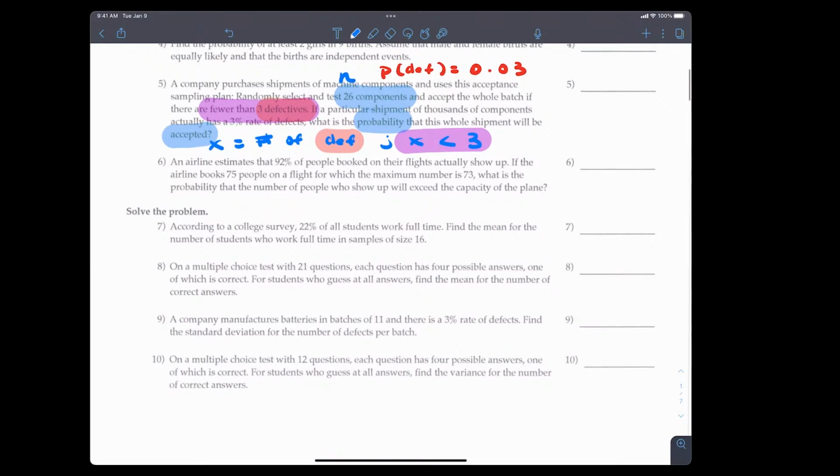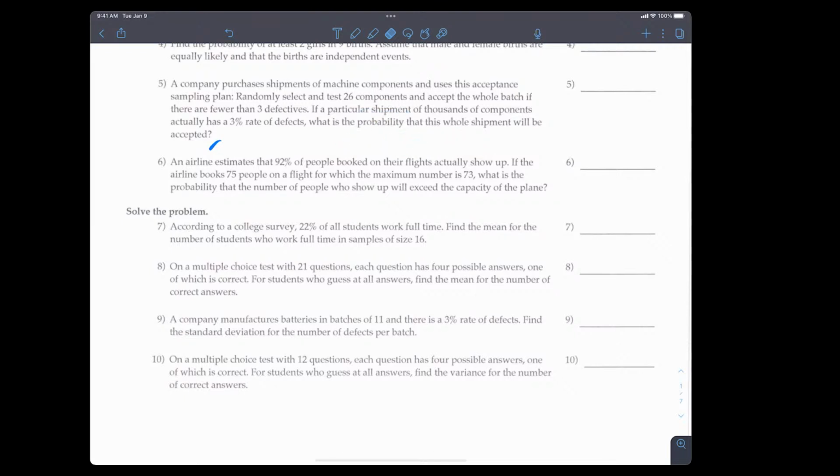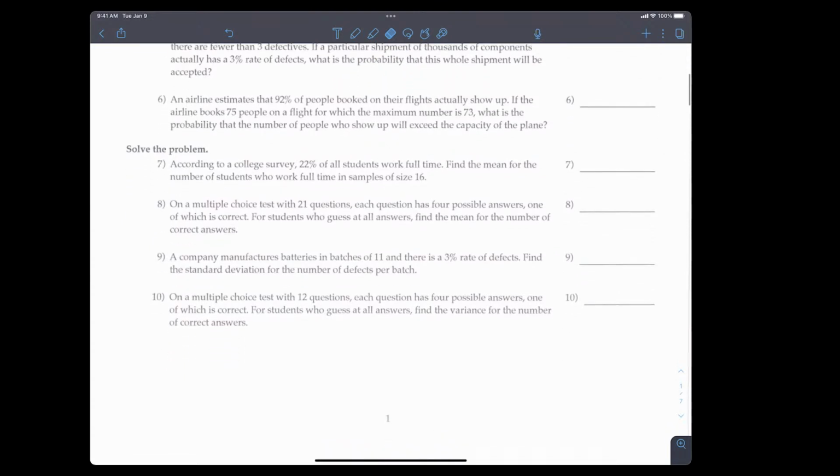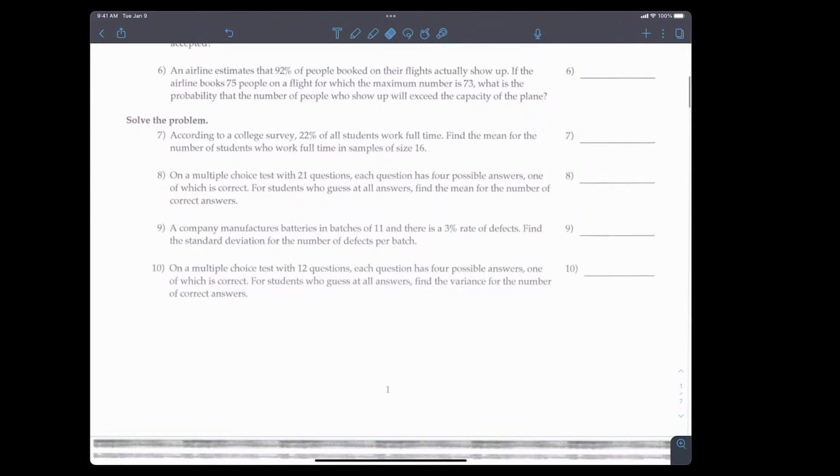Okay, number 6. Let's get rid of everything so we don't confuse ourselves. I think the book questions are worded a lot nicer than these questions, and then I word things a little bit better, but it's good to go through this.